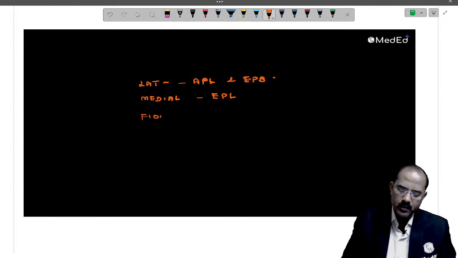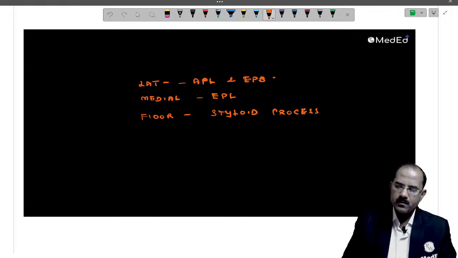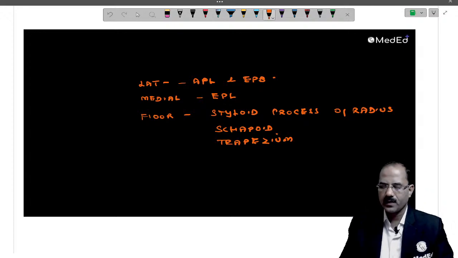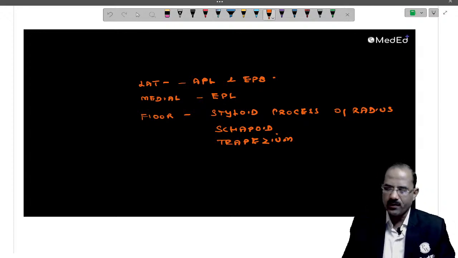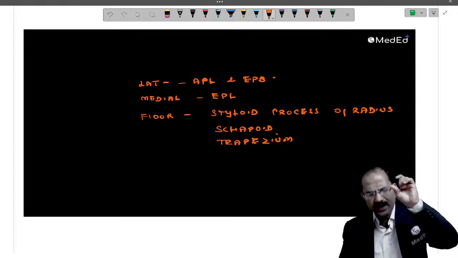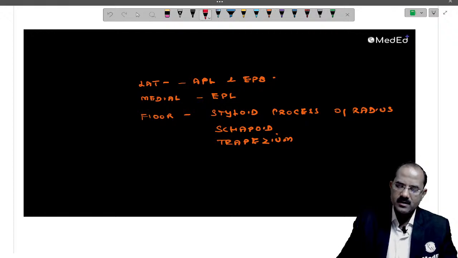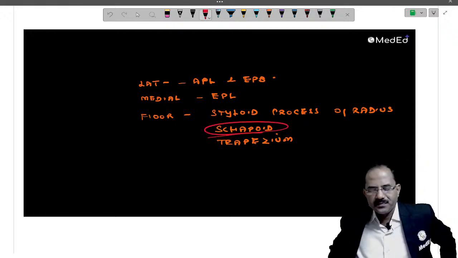The floor is formed by styloid process of radius, scaphoid, and trapezium. Styloid process of radius, scaphoid and trapezium bone. So if this anatomical snuff box is injured, which is the bone fractured commonly? That's the scaphoid. Scaphoid is fractured.